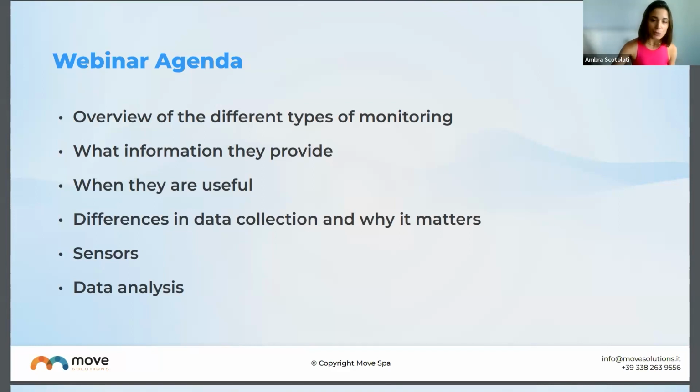Another thing that is important to mention when talking about structural health monitoring technology is the differences in data collection, and we will explain that too and why that matters. We will also show the different sensors for each type of monitoring. And since Move Solutions also has an online platform for remote structural monitoring, we will go through some of the data analysis tools that are important and used when it comes to the application of one type of monitoring or another.